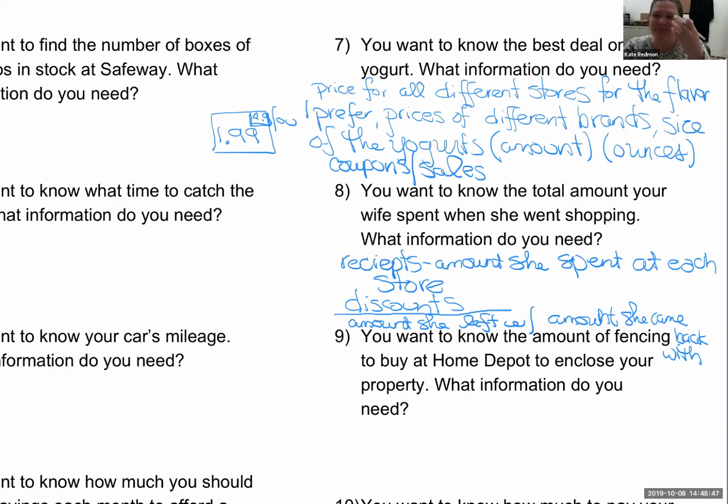Okay. Let's try number 9. So let's pull it back. Let's pull it back, y'all. We can do this. You want to know the amount of fencing to buy at Home Depot. Okay, now a problem David can relate to.